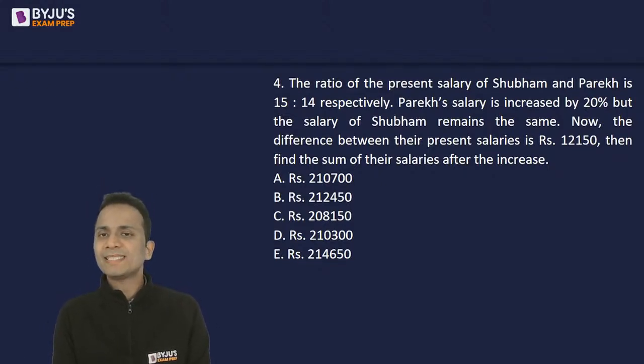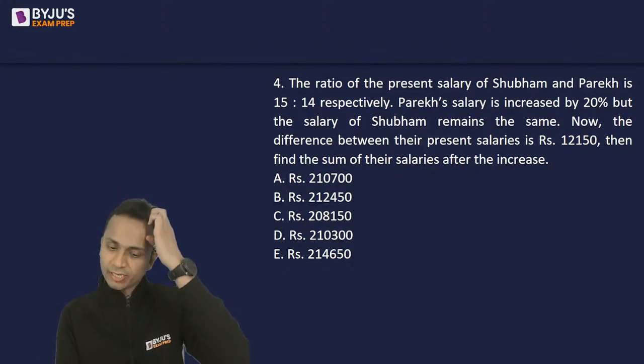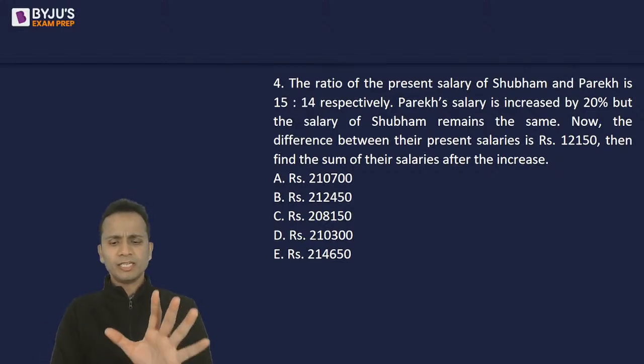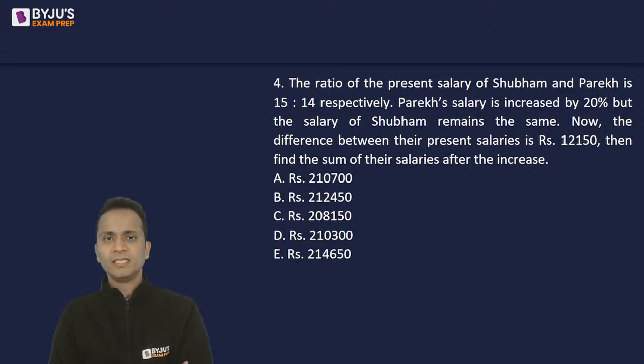Now, the ratio of present salary of Shubham and Parekh is 15:14, respectively. Now, Parekh's salary is increased by 20%, but the salary of Shubham remains the same. Now the difference between their present salaries is 12,150 rupees. Then we'll have to find out the sum of the salaries after the increase. So what will be the sum of the salaries after the increase is what we'll have to find out. Simple question again, of ratios, you have to increase on ratios. You should be able to get an answer quickly.